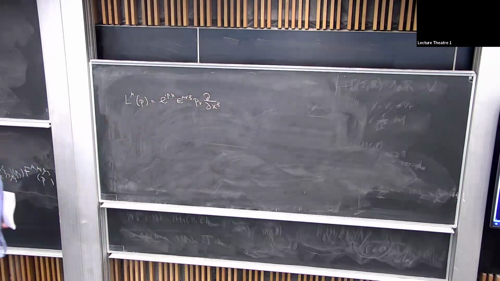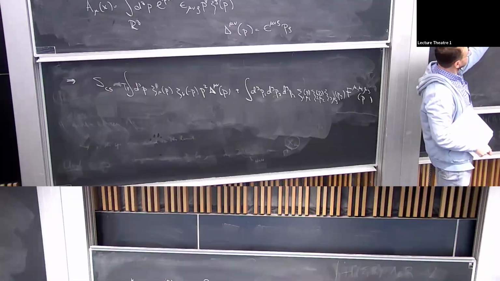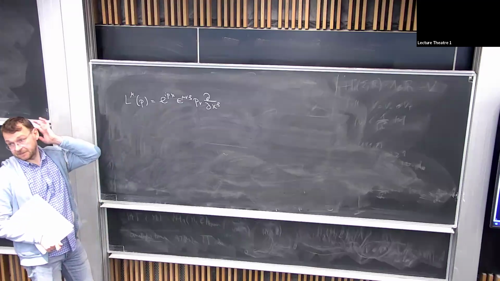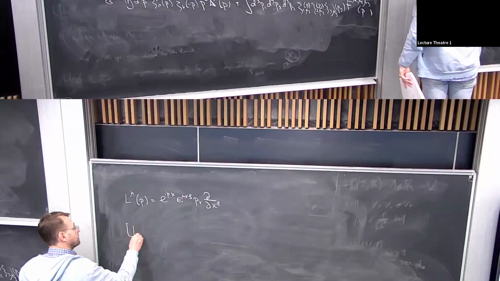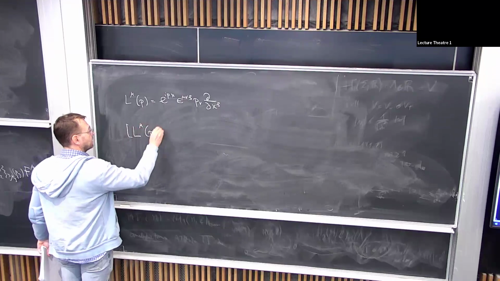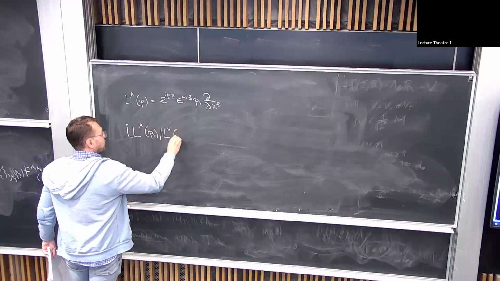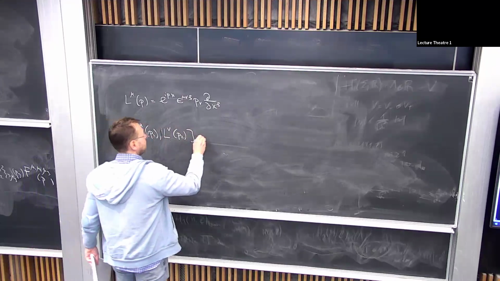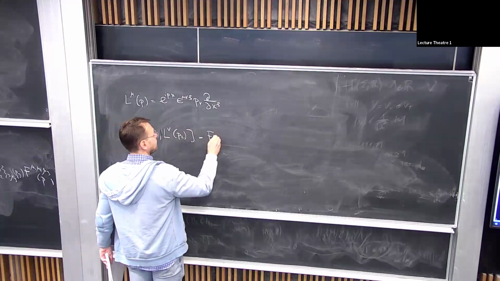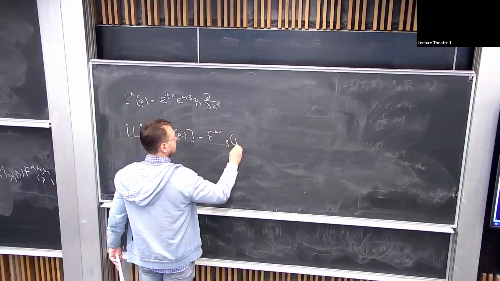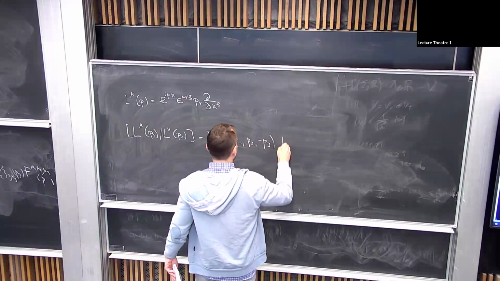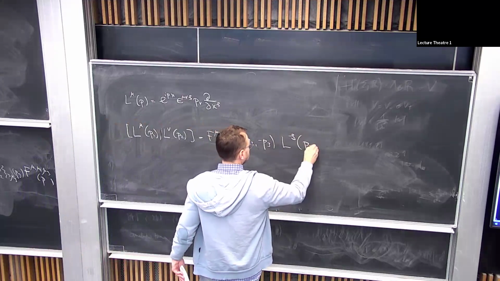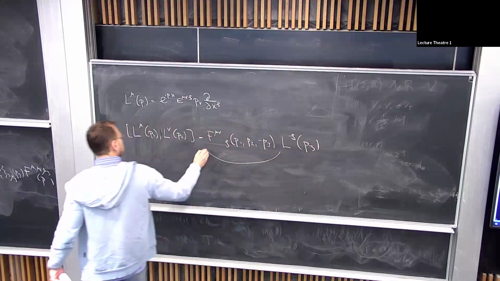These are the generators, at least on flat space, of volume preserving diffeomorphisms. It's a Lie algebra of volume preserving diffeomorphisms. So if you start to calculate this algebra, P1, L nu, P2, what you will get here is F mu nu rho P1, P2, P3. Then you will get L rho of P3. Basically, these objects are this object staying here.